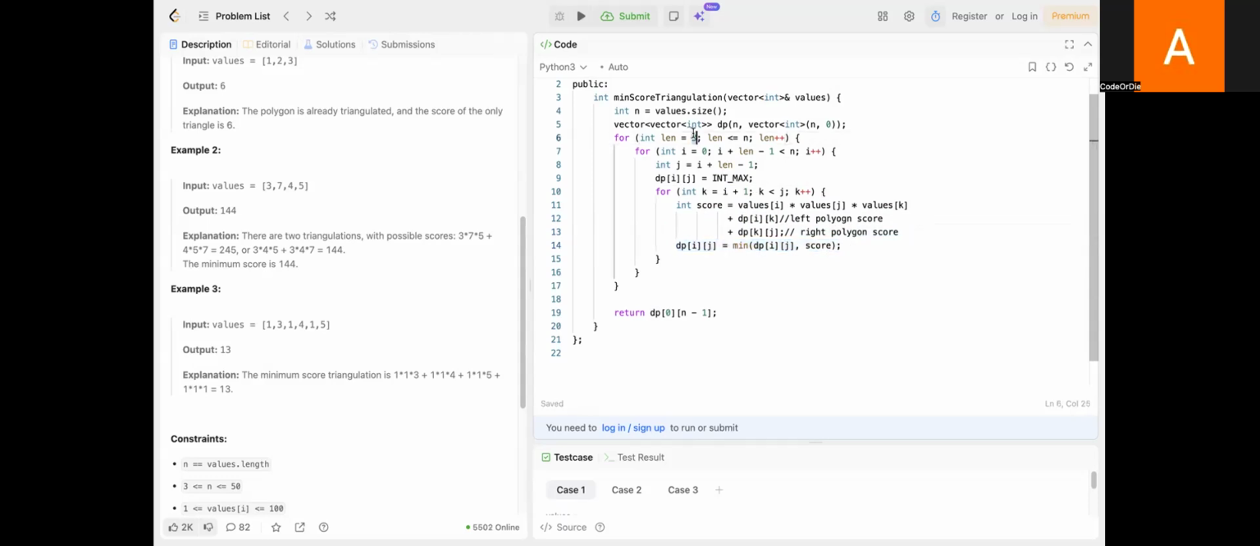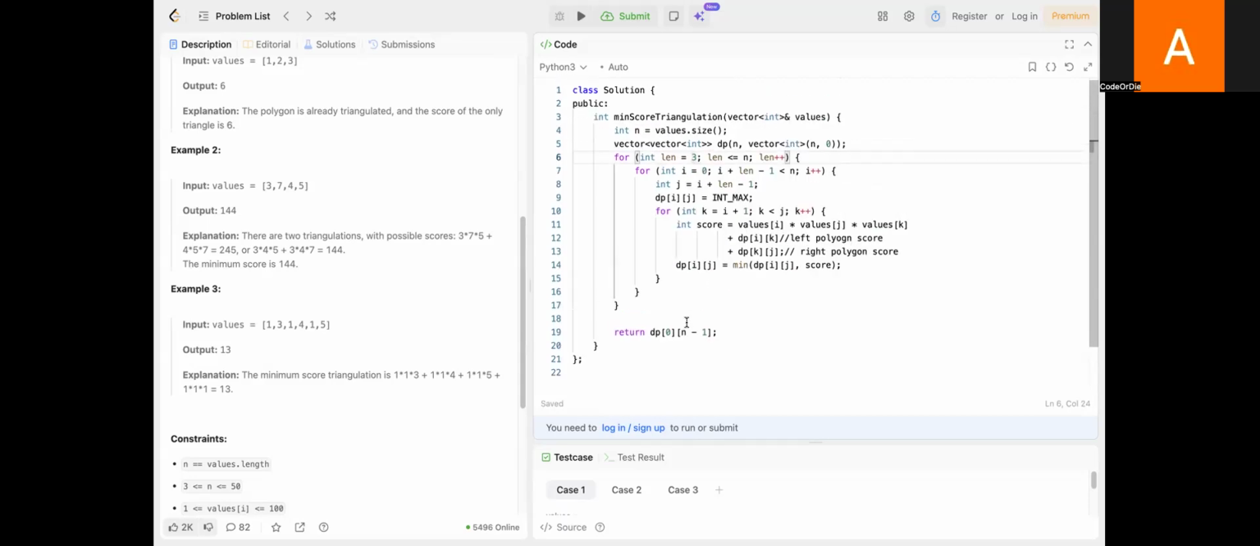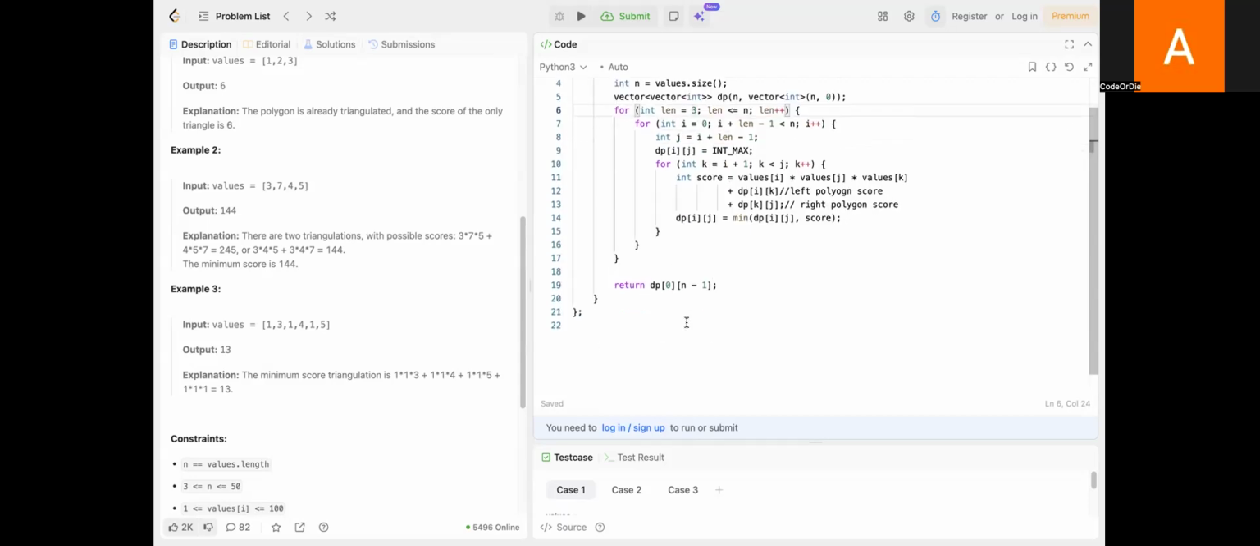Now I will go with length is equal to 4, and since I have calculated answers for length is equal to 3, I will find it easily. The answer for length is equal to 4 also, and then 5, 6, and so on. So that is my solution. I hope you understood the solution, and if you have any doubt, you can put it in the comment box.